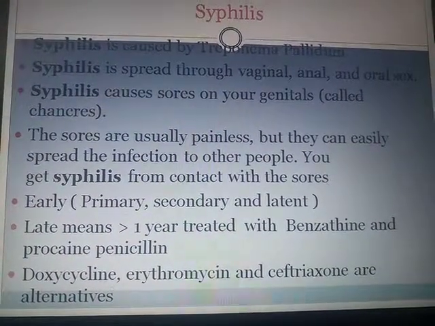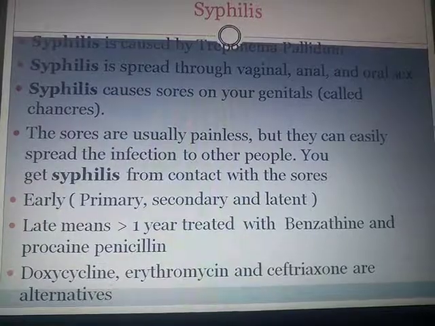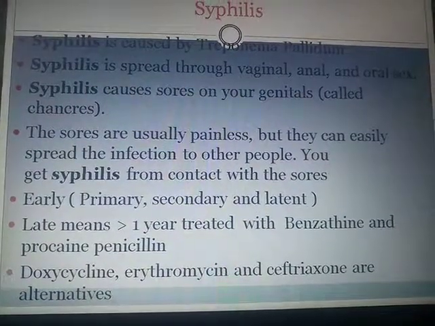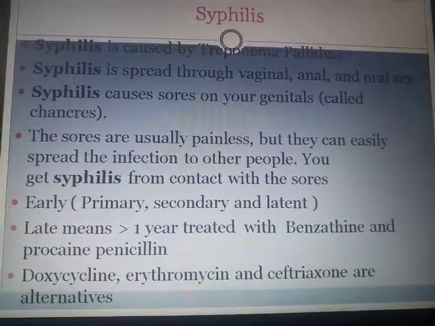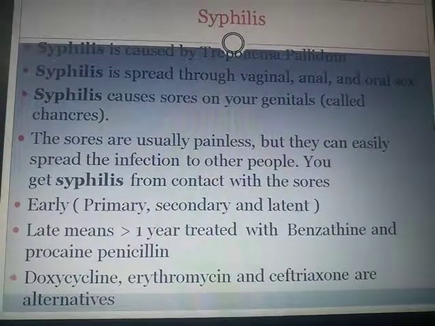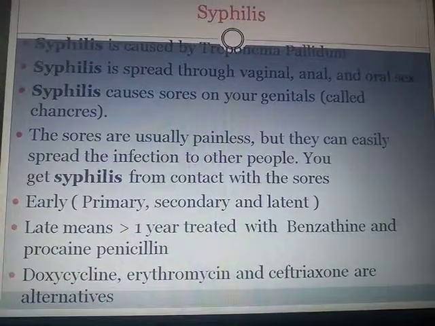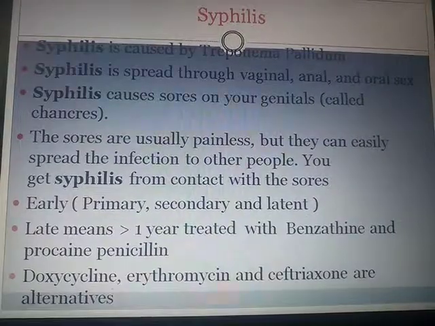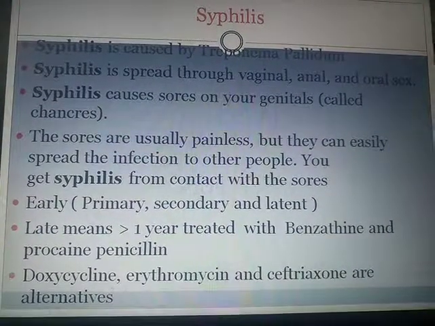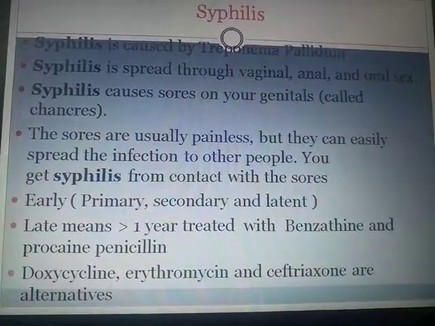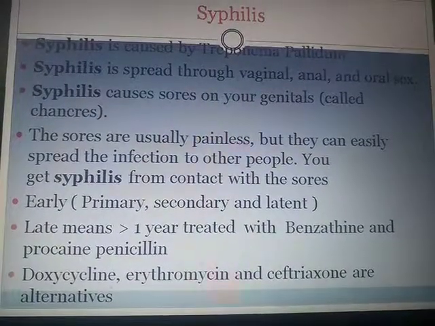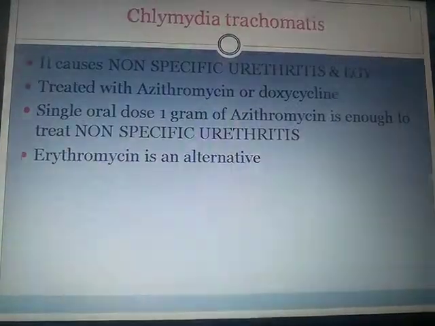Early and late syphilis. Early means primary, secondary and latent. Late means more than 1 year. It is treated with benzathine and procaine penicillin. So how will you treat this syphilis? Doxycycline, erythromycin and ceftriaxone are the alternatives, but mostly benzathine and procaine penicillins are preferred.